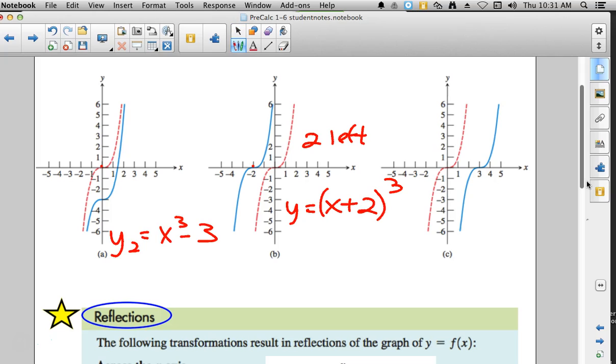On this one, we go from 0, 0 over here to 3, 0. Is that going to affect my x? Yep.